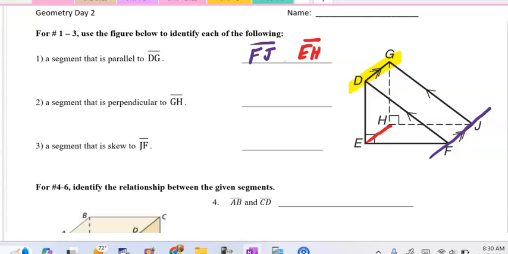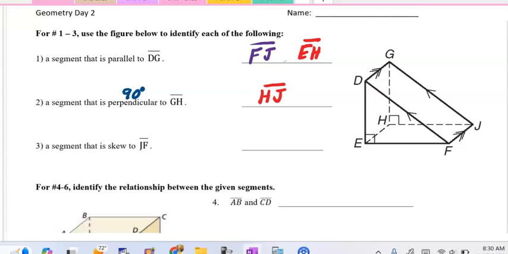For problem number 2, we want to find a segment that is perpendicular. So perpendicular, remember, means 90 degrees. So we want to find a segment that is perpendicular to GH. And in class, your students looked at that right angle, that box, and said HJ. And then for problem number 3, we want to find a skew line.